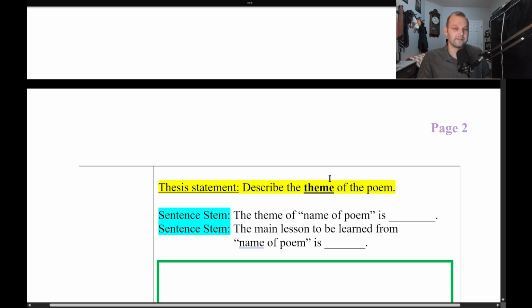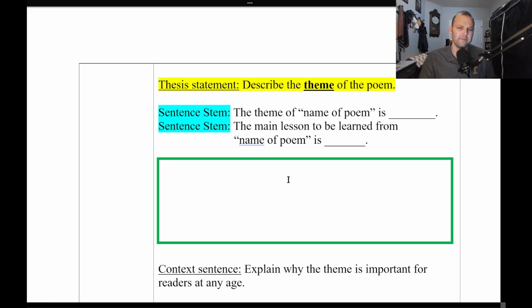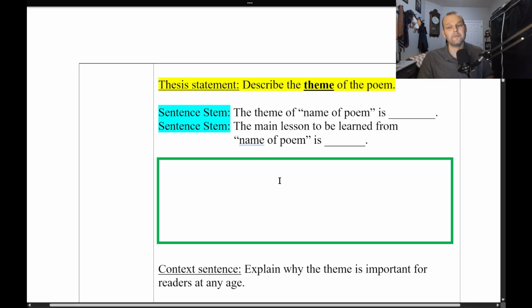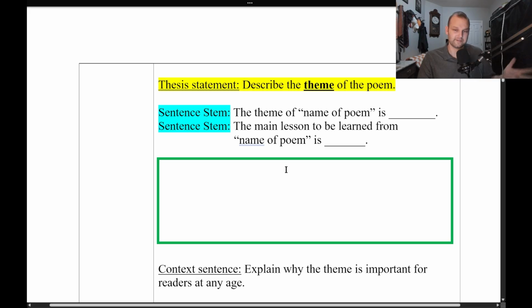And the third sentence of your introduction paragraph is your thesis statement. So describe the main theme of the poem. The main theme of the poem is blank. The main lesson to be learned from the name of the poem is blank, or whatever piece of literature you're analyzing.